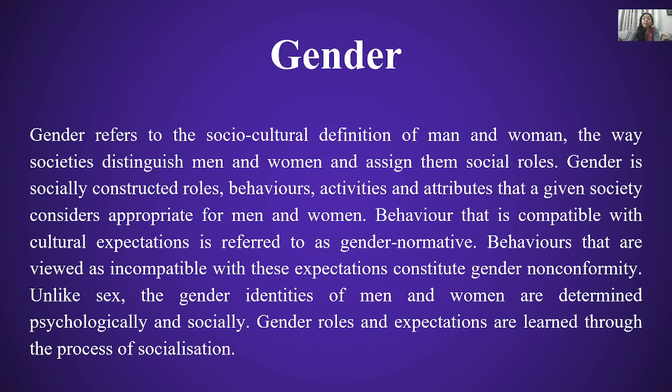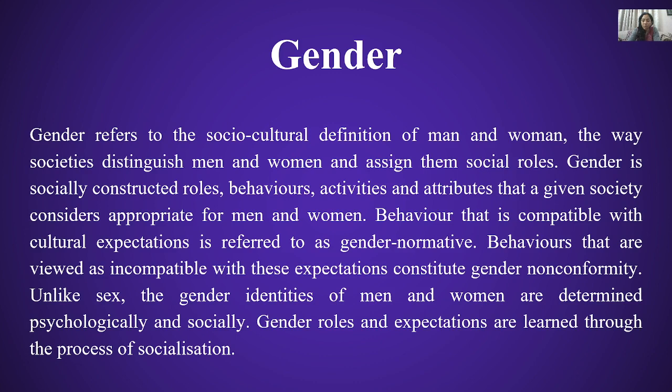Behavior that is compatible with cultural expectations is referred to as gender normative. Means if you behave in a manner that has been set appropriate for you, then you are gender normative. Behaviors that are viewed as incompatible with these expectations constitute gender non-conformity. Unlike sex, the gender identities of men and women are determined psychologically and socially. Means gender has no biological origin. Gender roles and expectations are learned through the process of socialization.